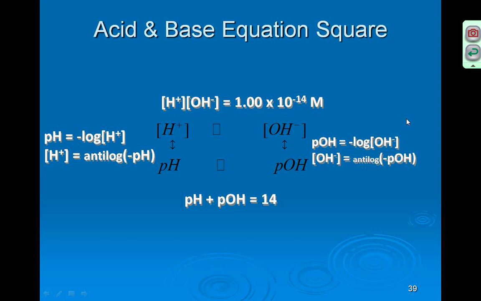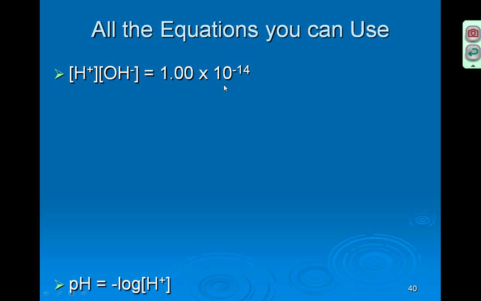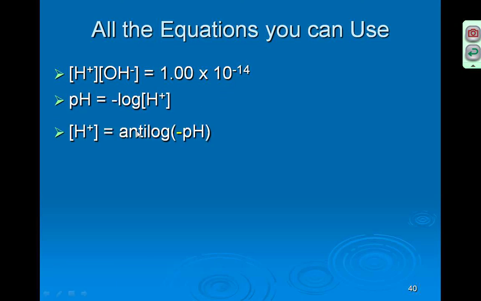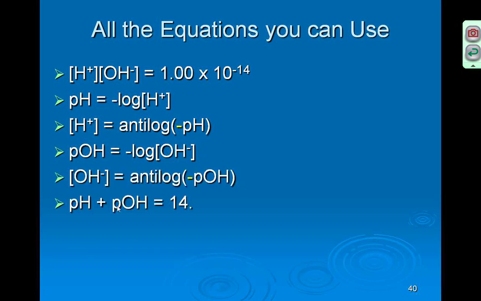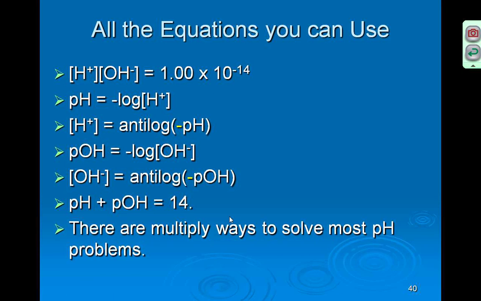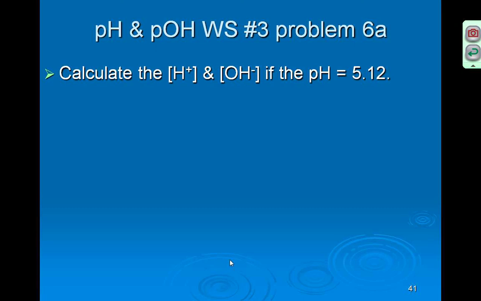So, acid and base equation square. I put this earlier on, and then this is one I created. I don't know if it looks quite as nice as the other one, but the other one's a little blurry. Hopefully I'll hand one of these out to you. It's a way, if you're given one thing, to get to the other part of the chart. So all the equations you could use: H plus times OH is 1 times 10 to the minus 14th. The pH is negative log of H. H is the antilog of negative pH. pOH is the negative log of OH. OH is the antilog of negative pOH. pH plus pOH is 14. And there are multiple ways to solve most pH problems.